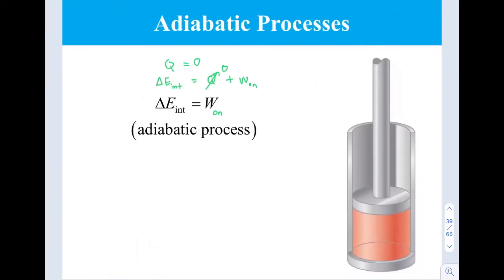In terms of PV diagram, actually for adiabatic it's also a curve. However, it seems similar, right, to the isotherm.